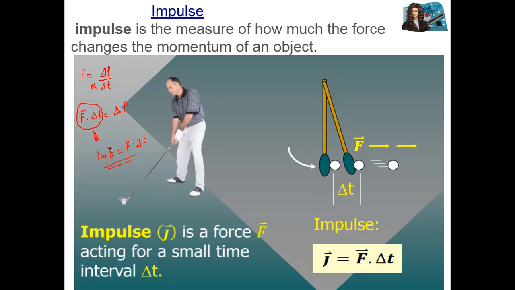What is impulse? Impulse is when a large force acts on a body for a short interval of time. That is called an impulse: a large force applied for a short interval of time. The formula for impulse is F del T, and the symbol of impulse is J. We can present this as J is equal to F dot del T.